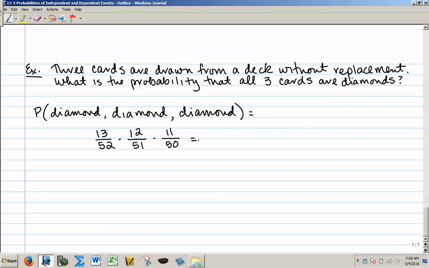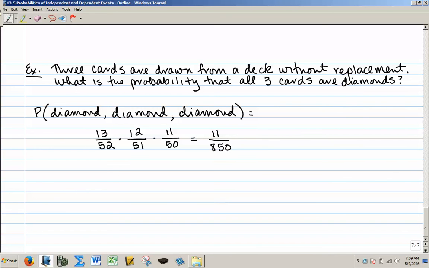And plug this into your calculator, and it's very straightforward. Just do 13 divided by 52 times 12 divided by 51 times 11 divided by 50. Math, enter, enter, and you should get 11 over 850. No need to use parentheses when you're doing all multiplication and division.